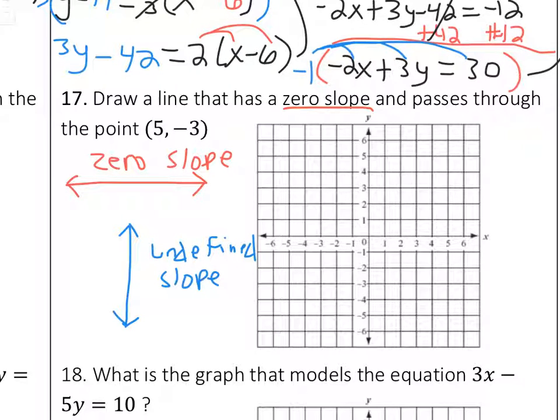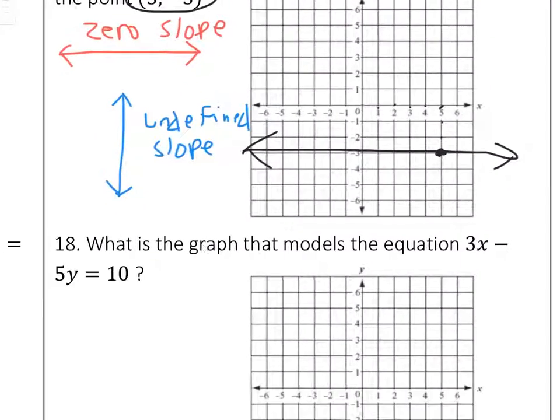So we want to find the point 5 comma negative 3. So if we go over positive 1, 2, 3, 4, 5, and then negative 1, 2, 3, we want to draw a line that is going to pass through there that has a 0 slope. So all you need is that one coordinate, and now you're just going to draw a horizontal line that passes through that coordinate, going all the way across. So that covers 0 and undefined slope.